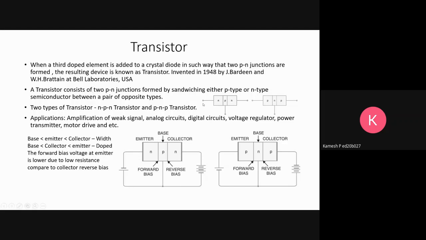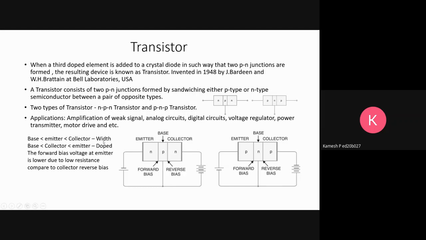A transistor consists of two p-n junctions formed by sandwiching either p-type or n-type. You can see either p-type or n-type is sandwiched. There are two types, that is NPN and PNP. Applications of transistors are amplification of weak signals, analog circuits, digital circuits, voltage regulators, power transmitters, motor drives, and etc.